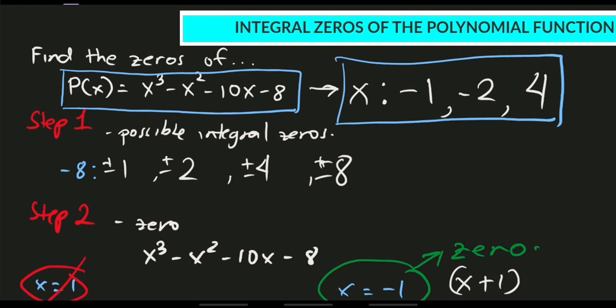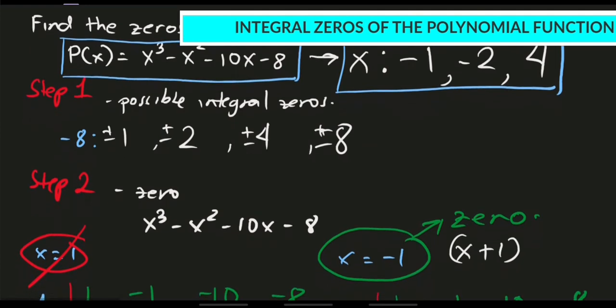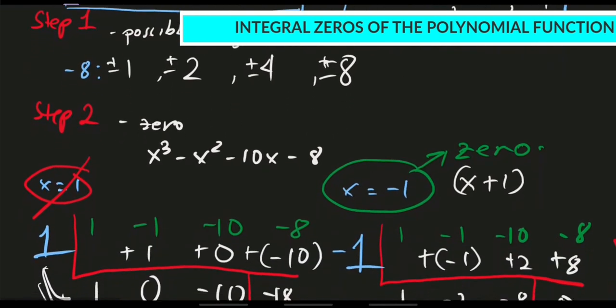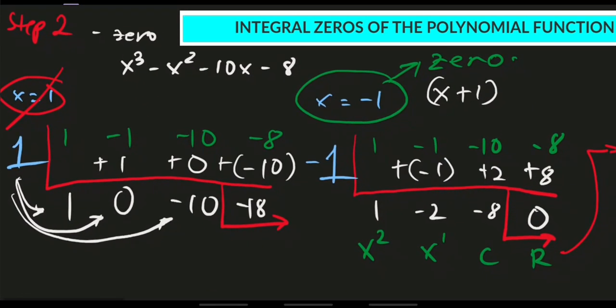Right? So again, that is our step to solve for the integral zeros of a polynomial function. Again, number 1 is we need to list all of the possible integral zeros, okay, with the use of our constant. Next, we need to solve at least one zero. So we need to pick at least one pair of possible integral zeros and use synthetic division or evaluation. For example, we have this problem.